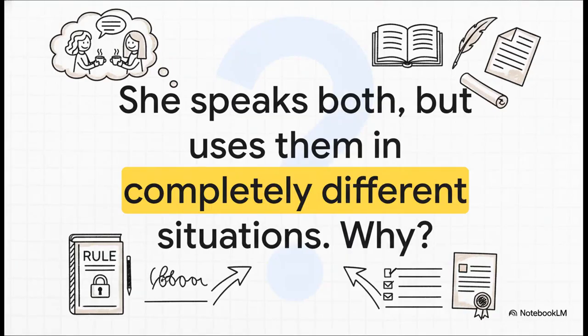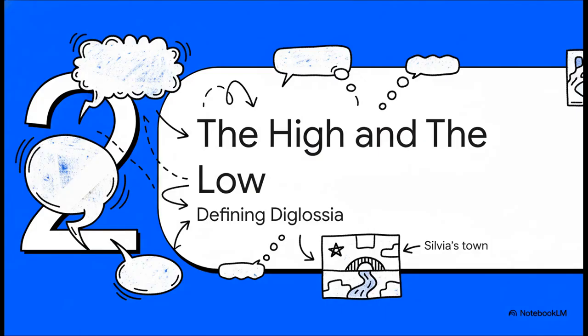Okay, so here's the real puzzle, right? Sylvia is totally fluent in both of these, yet she would never use standard German to gossip with a friend, and she'd never use her local Swiss German to write a formal paper. It's like she's following this invisible rulebook. So what on earth is going on? Well, it turns out that linguists actually have a name for this invisible rulebook that Sylvia is following. Let's dig into what's happening in her town.